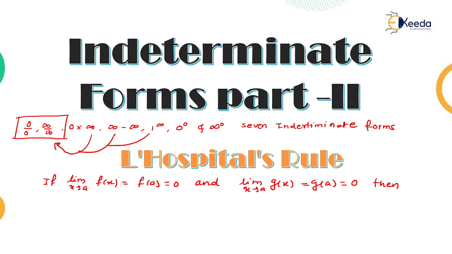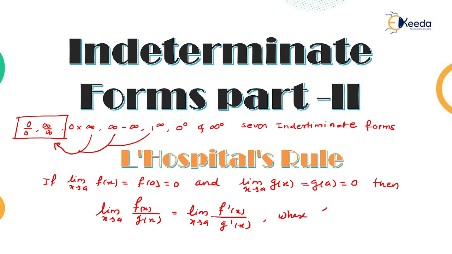So let me write the L'Hospital rule. Then the limit as x tends to a of f of x upon g of x is equal to the limit as x tends to a of f dash of x upon g dash of x, where f dash of x and g dash of x are the derivatives of f of x and g of x, guys. So this is all about the L'Hospital rule.